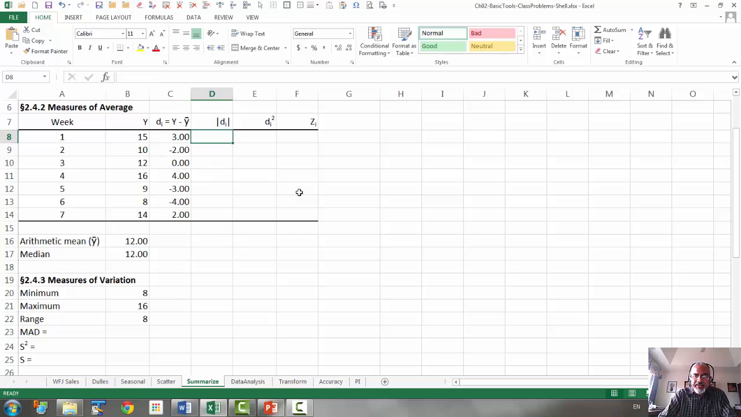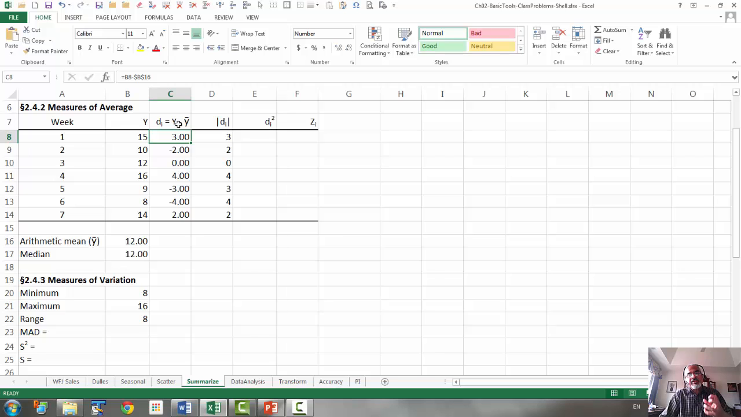Now if you take the absolute value, and Excel has a function called ABS, so that will take the absolute value, copy that, and once again put the bottom border back. Now these are the deviations. If you sum the deviations, the positive and the negative deviations will cancel each other out perfectly, and you will end up always with a 0.